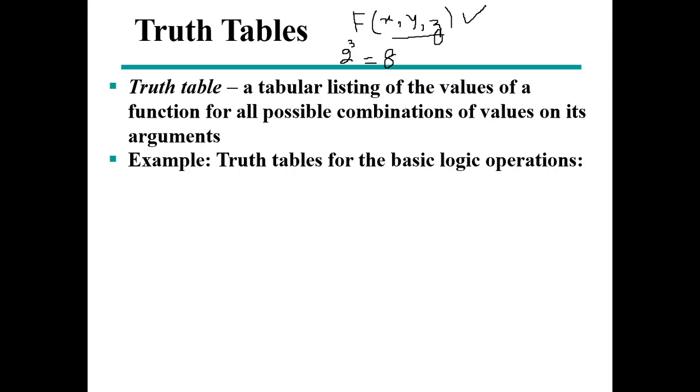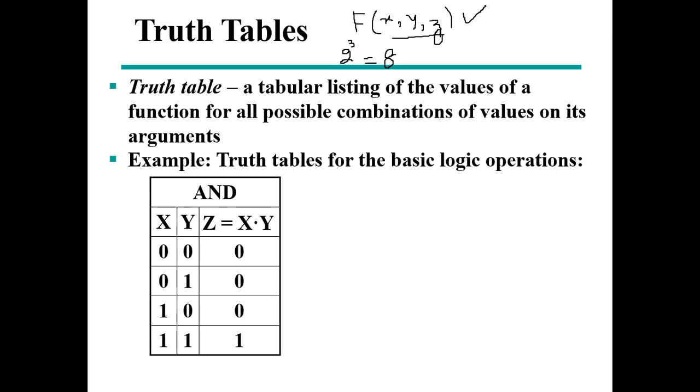So let us look at the truth tables for these basic logic operations. This is the truth table for AND. AND is a binary operator. It is a function of two variables. Two binary variables have 2 raised to power 2, that is 4, possible values. These are the possible values that these variables can take: 0 0, 0 1, 1 0, 1 1.